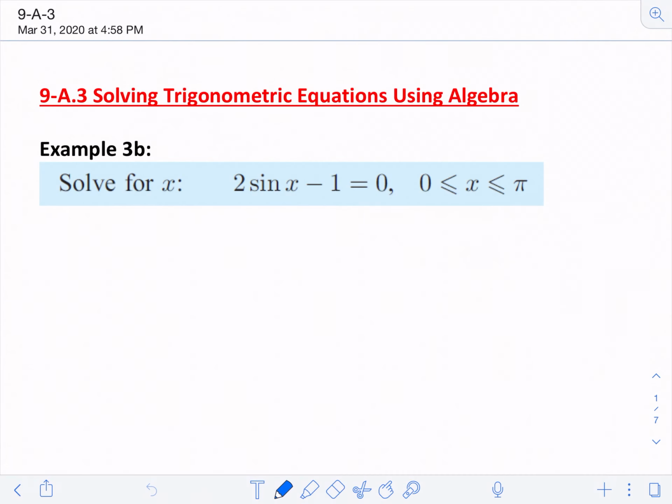Hi everybody, welcome back. Today we are going to look at section 9A3. Last time we did 9A1 and A2 together, and for this lesson we're going to focus on 9A3, which is solving our trigonometric equations using algebra.